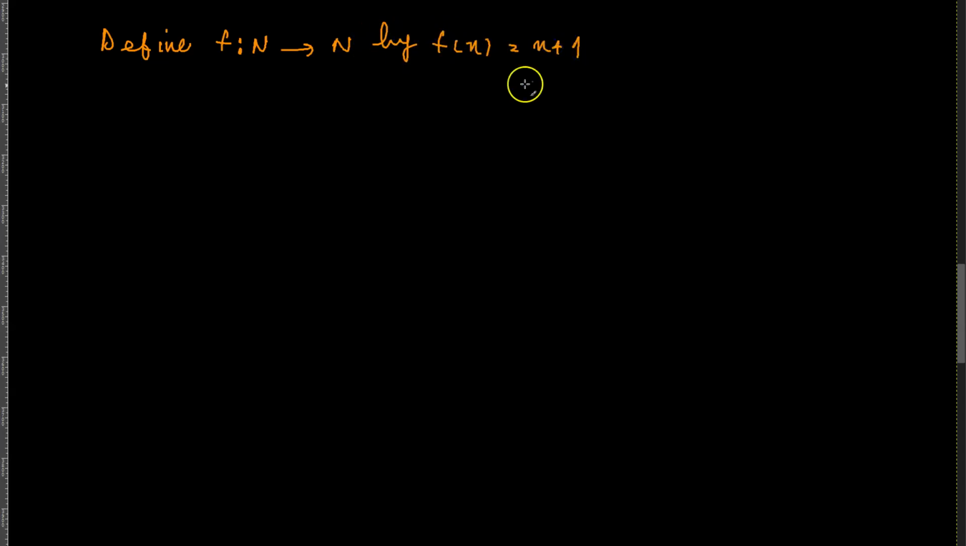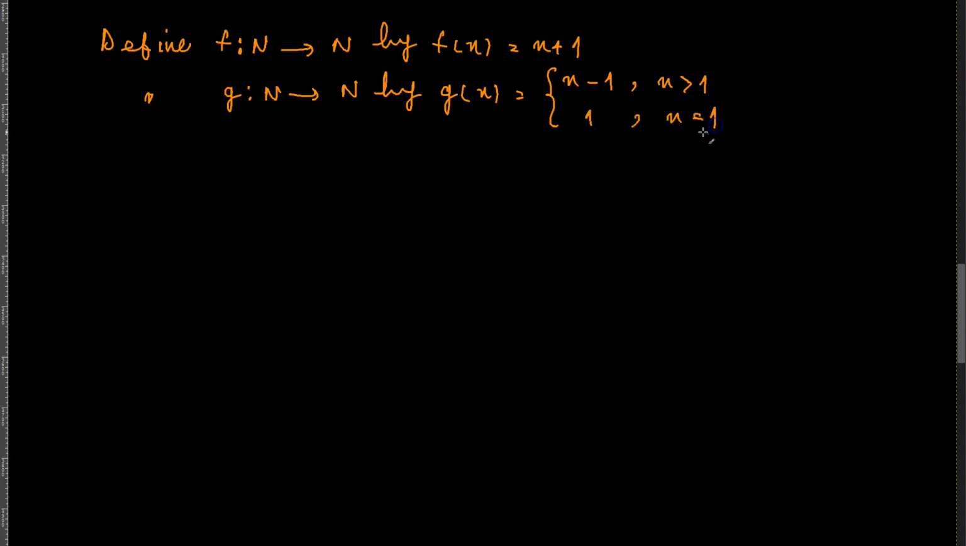And so the solution is that you can define f as a function from N to N by f of x is equal to x plus 1, and you can also define g as a function from N to N by g of x is equal to x minus 1 for x greater than 1, and 1 for x equal to 1. And we first show that g is not onto.